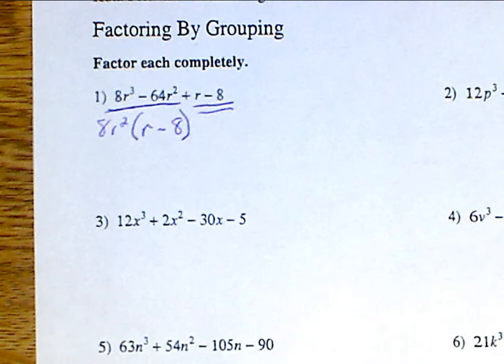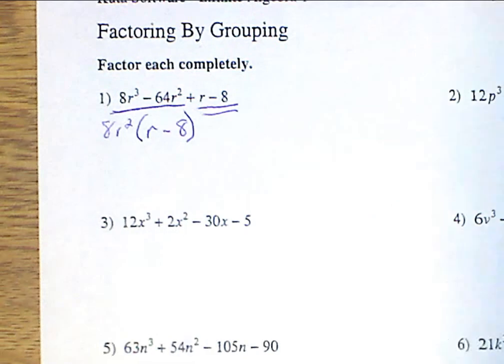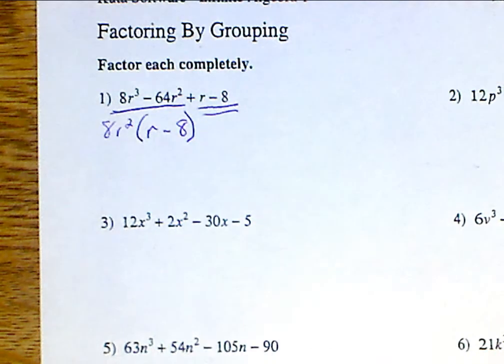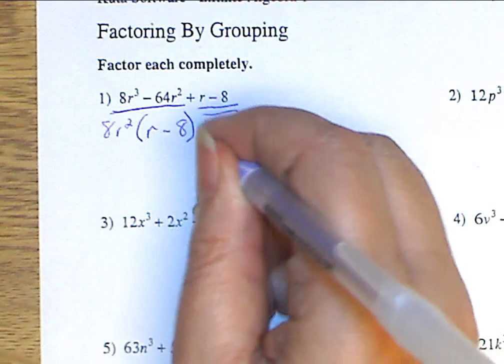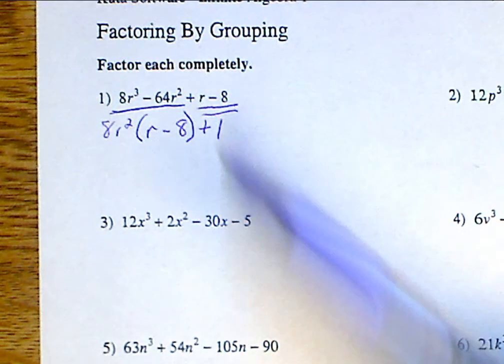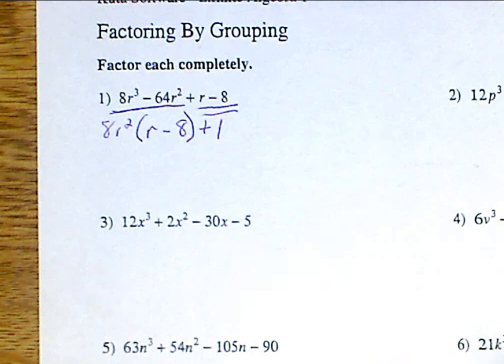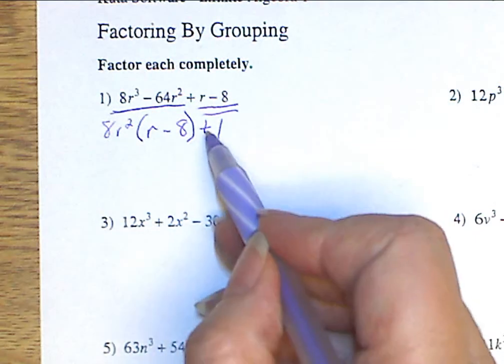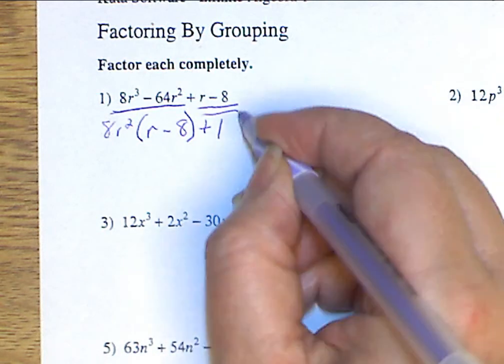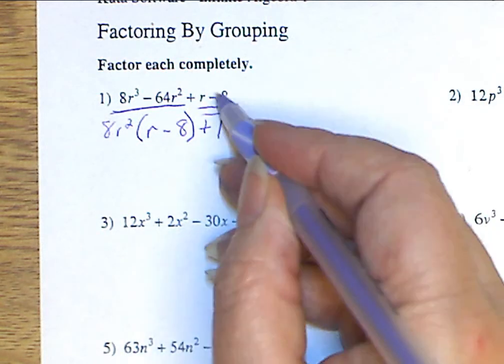Okay, so what do r and negative 8 have in common? A 1. So we're going to add that 1. Do you have a question? Yeah, isn't this just like what we did? Yep, it is. It's just starting with that second, just one last step. So then you have plus 1, so what times 1 gives me r? R. What times 1 gives me negative 8?